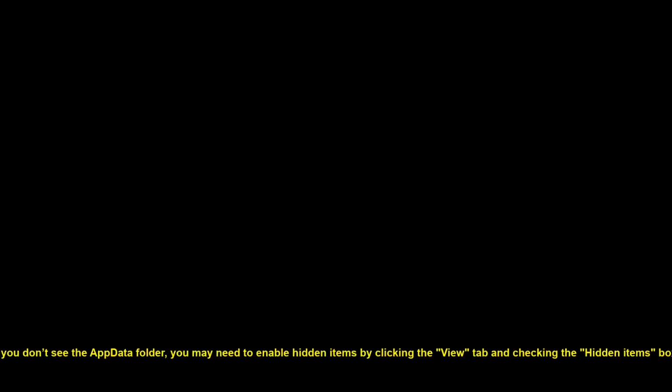Next, to ensure all Canva-related files are removed, open File Explorer. In File Explorer, navigate to the C drive and open the Users folder. Select your user profile folder, then open the AppData folder. If you don't see the AppData folder, you may need to enable hidden items by clicking the View tab and checking the Hidden Items box.